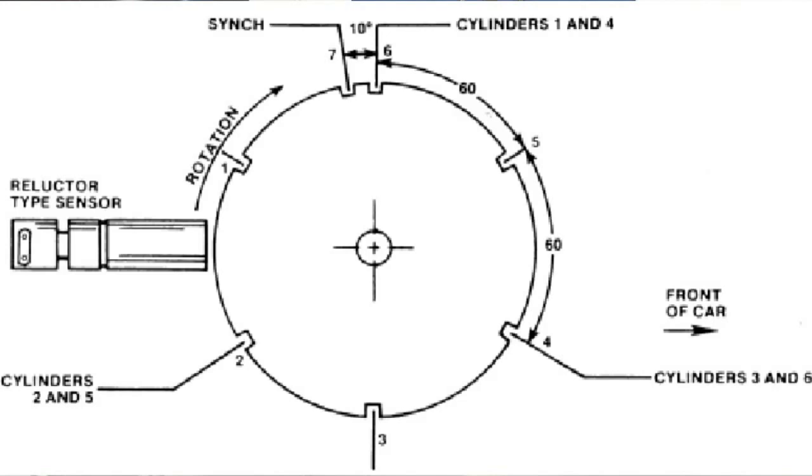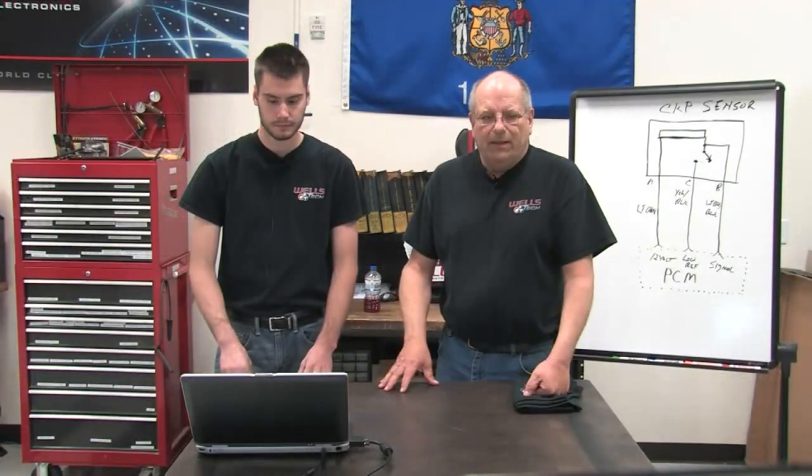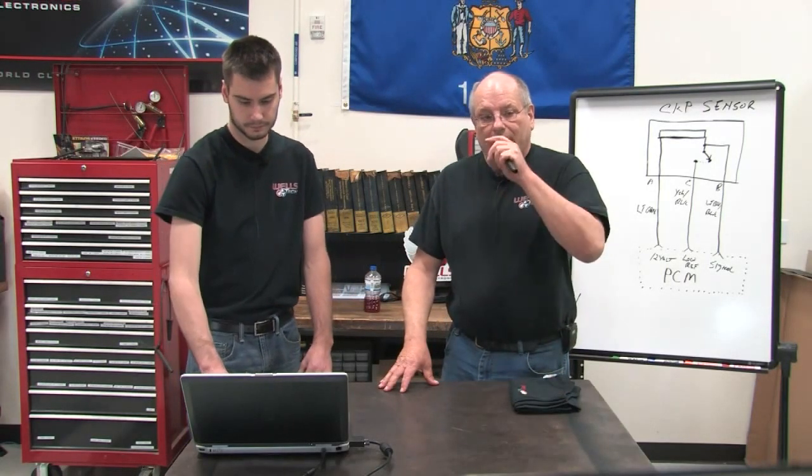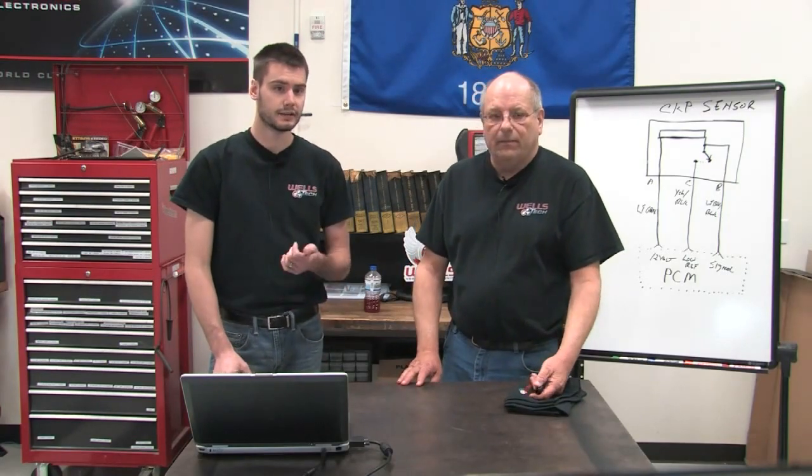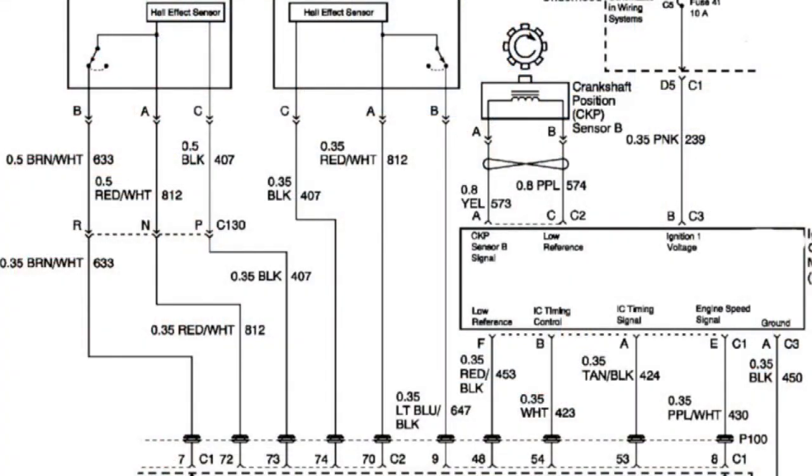And then as we go around the wheel, you can see that it skips a notch, and the next one is cylinders 3 and 6, and then the next one is 2 and 5, because it's a DIS engine, so you're firing 2 cylinders at the same time. And that is also a sine wave. If you see in the diagram here, it's only a 2-wire sensor, so you're sending that sine wave to the ICM.